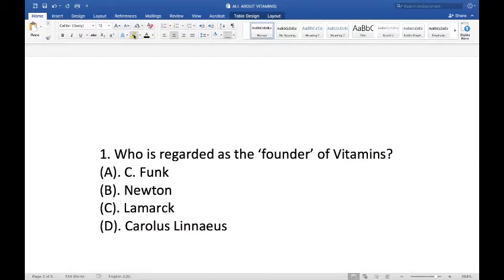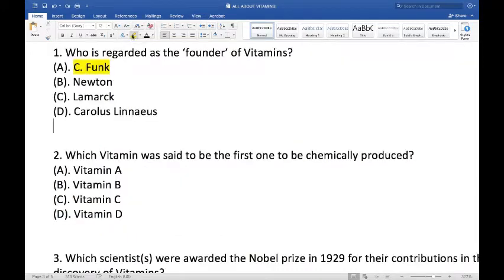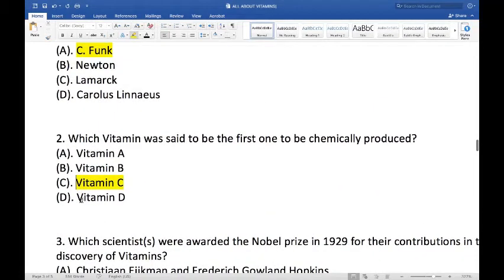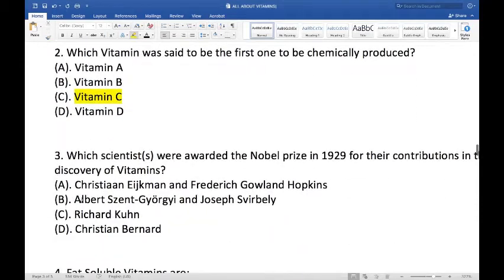So 1. Who is regarded as the founder of vitamins? Now if you've seen my MCQ series, you would know that it is C. Funk. C. Funk is who is regarded as the founder of vitamins. On to the next question. Which vitamin was said to be the first one to be chemically produced? So here, was it vitamin A, B, C, or D? And through the mimicking and extraction of citrus fruits.